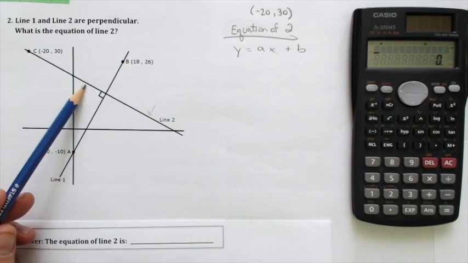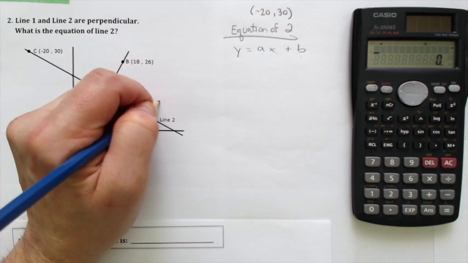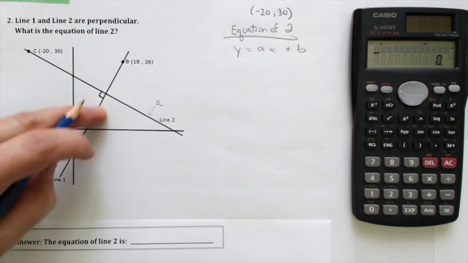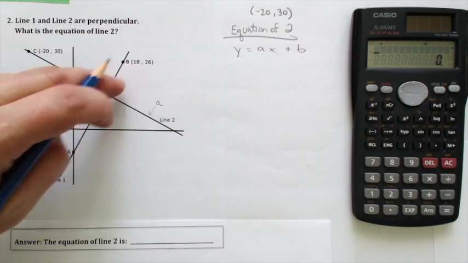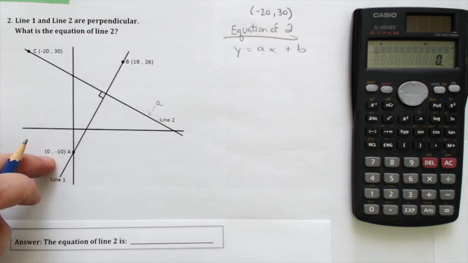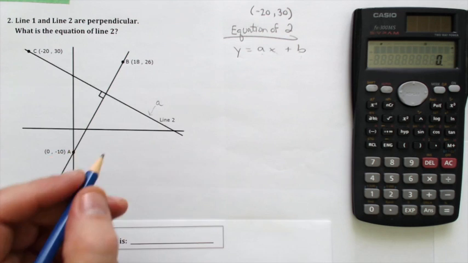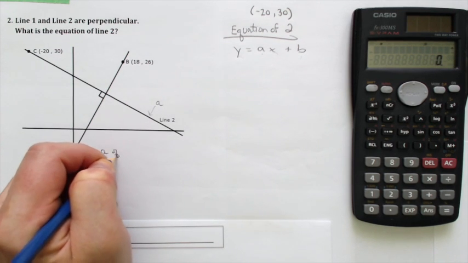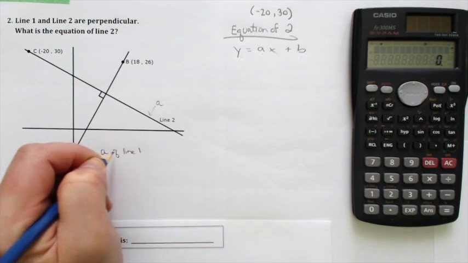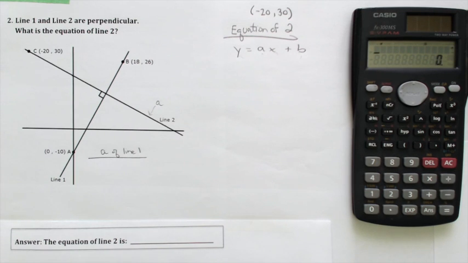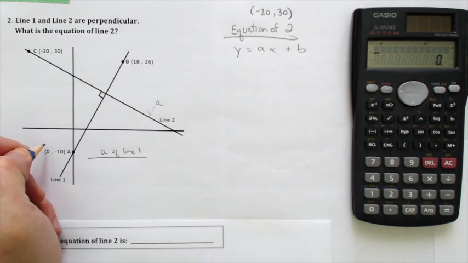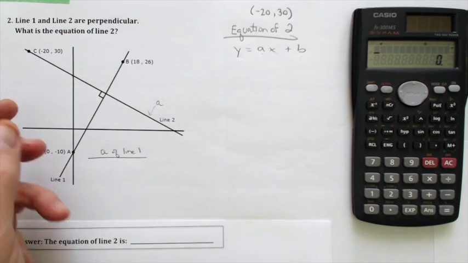So I can cheat to get my A, because it's perpendicular to the line where I have 2 points, right? So I can get a slope and use that. Let's get the slope of line 1 first. Let's get the A of line 1. And the A of line 1 is really easy. It's going to be y2 minus y1 over x2 minus x1.